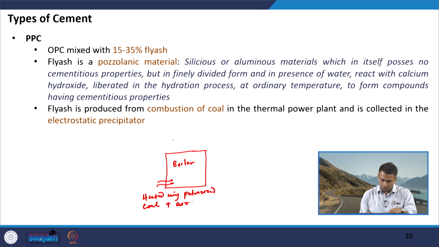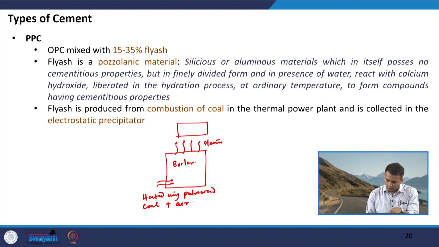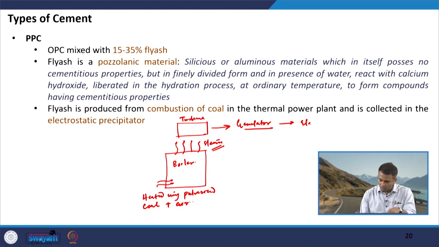So, once we heat the boiler, we will have the formation of steam here, and this steam will ultimately rotate the turbine. So, we have turbines which rotate because of the pressure from the steam, and then this turbine is ultimately connected to a generator which will give us electricity. So, this is a basic flow diagram.